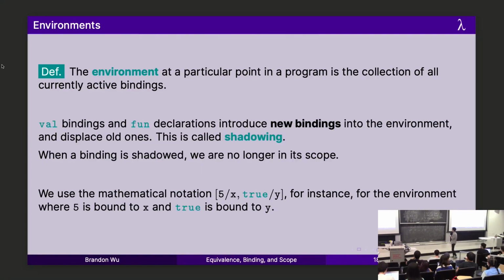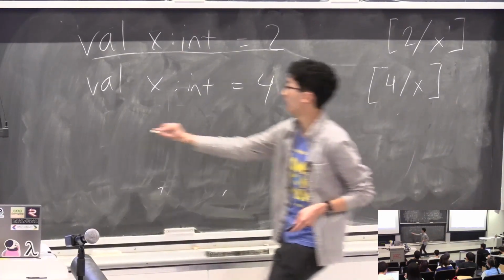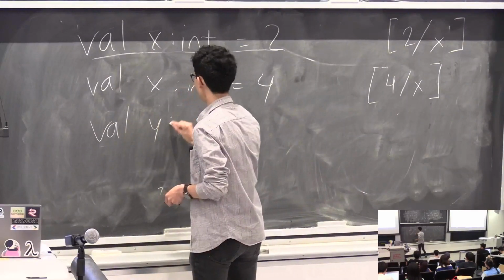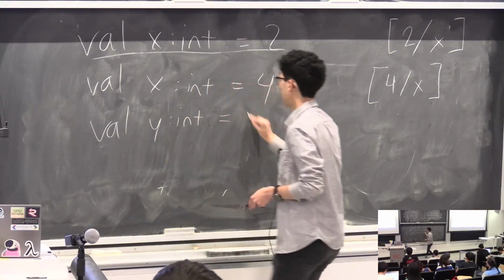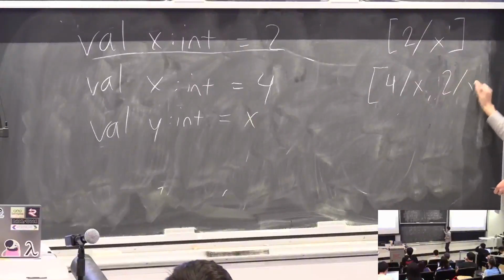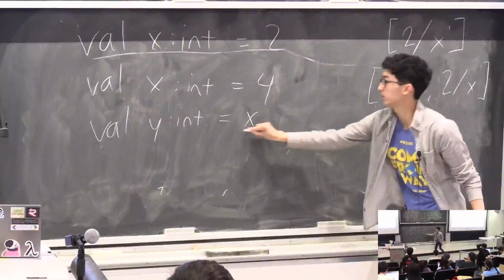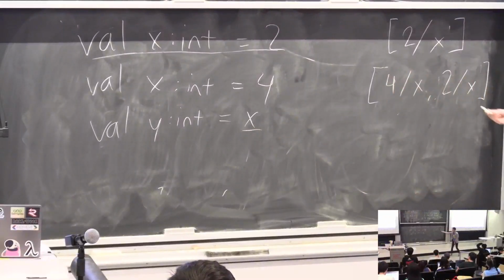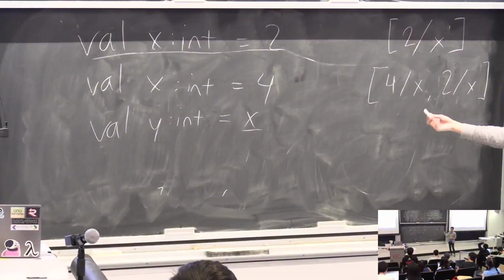So suppose I did this: val y colon int equals x, right? If, as you're proposing, our environment became this, then when I try to reference that x, well, there are two x's in my environment. How do I make that choice?